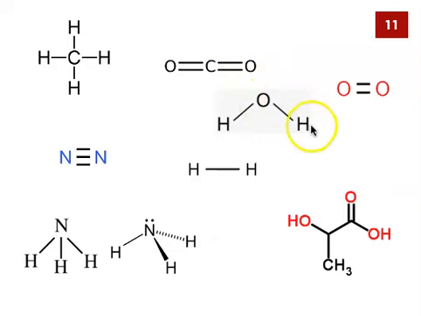Here's water, here's oxygen gas. Each one of these oxygens can make 2 covalent bonds. Here's hydrogen gas that I mentioned a minute ago. Here's one of those triple bonds between 2 nitrogen atoms. Down here you can see a depiction of ammonia. This is how you often see it drawn, 1 nitrogen with 3 hydrogens.